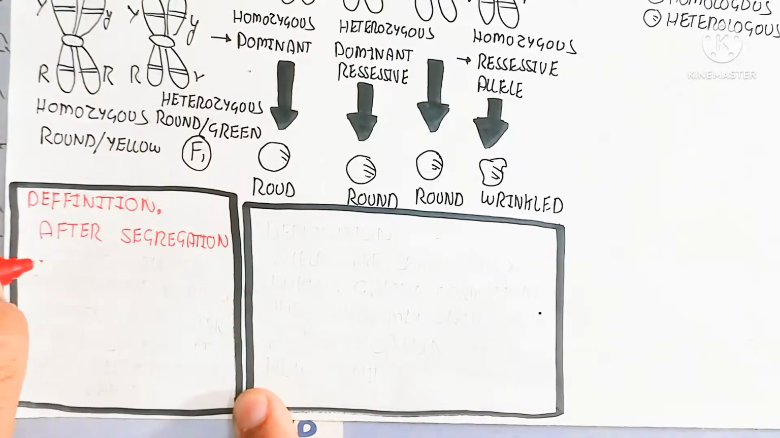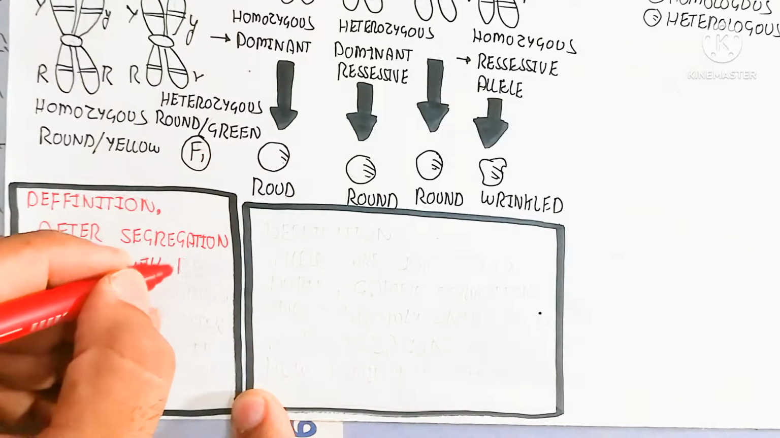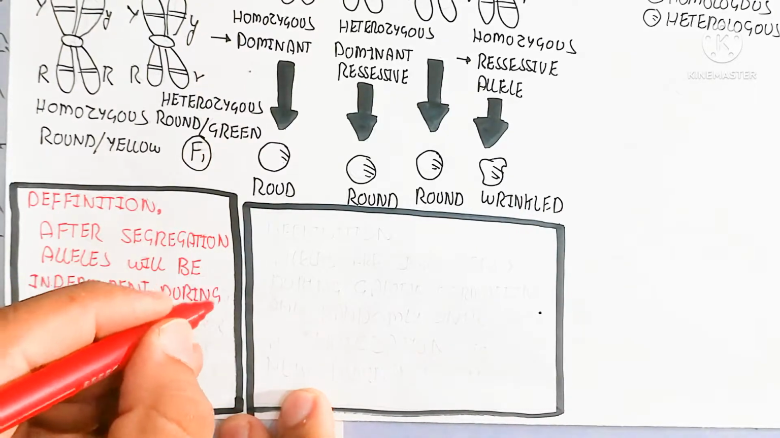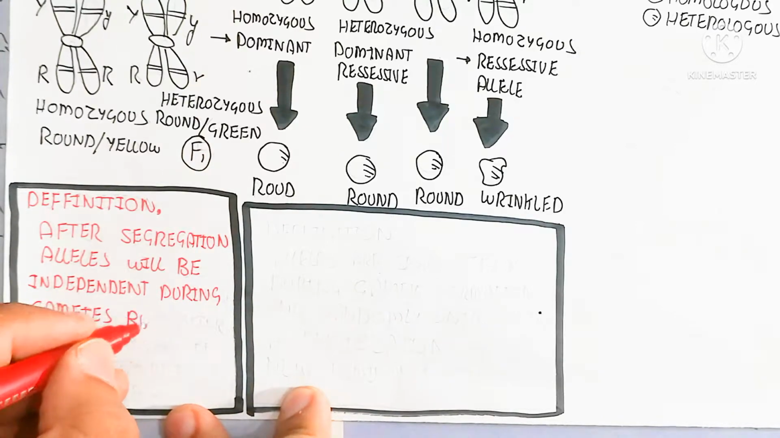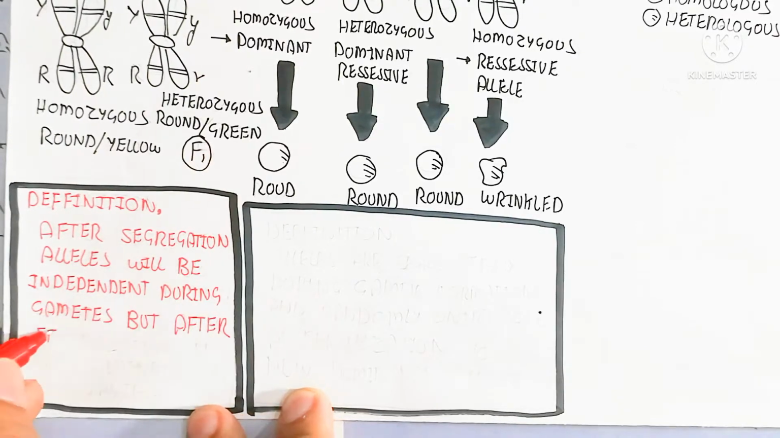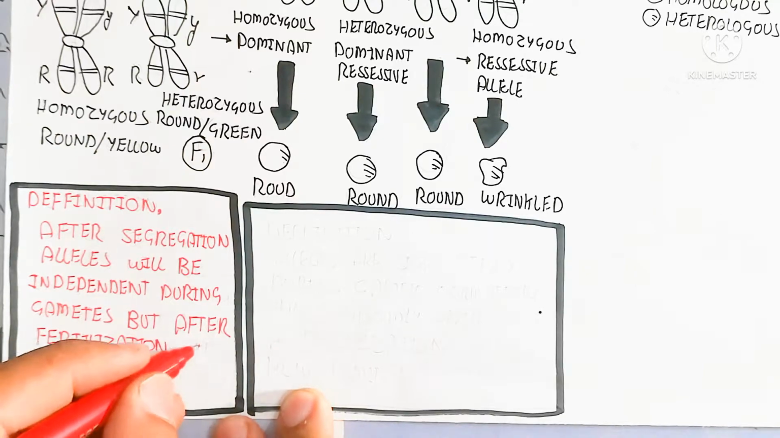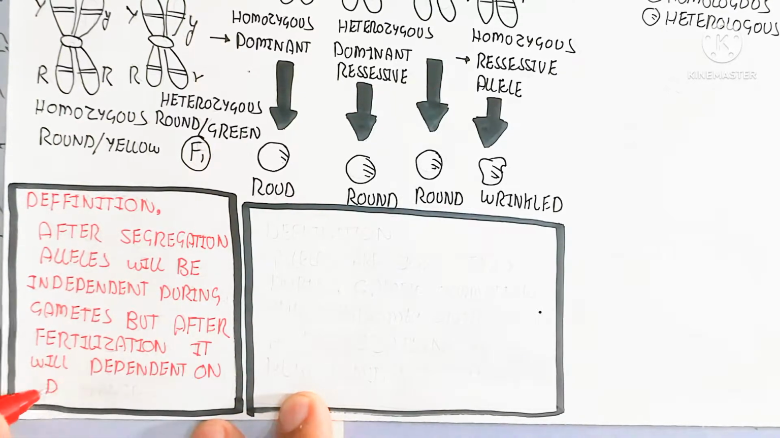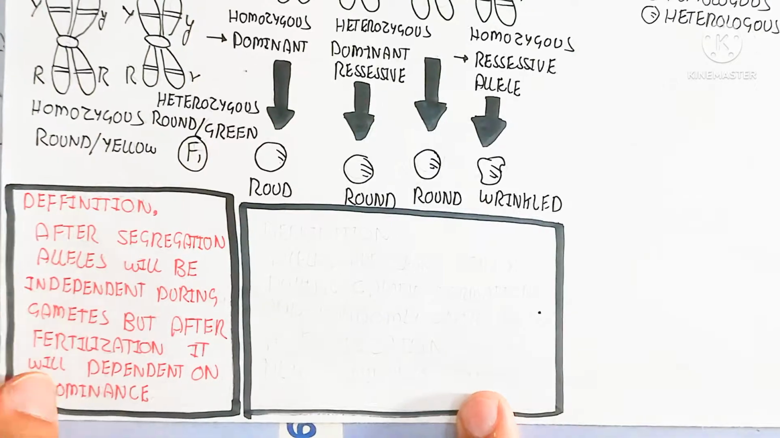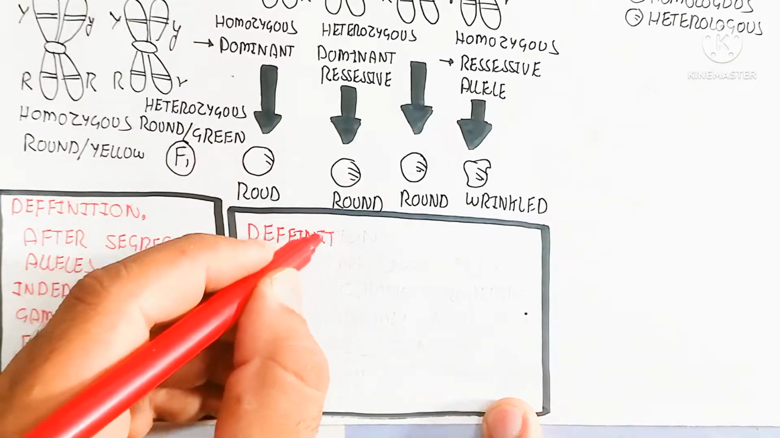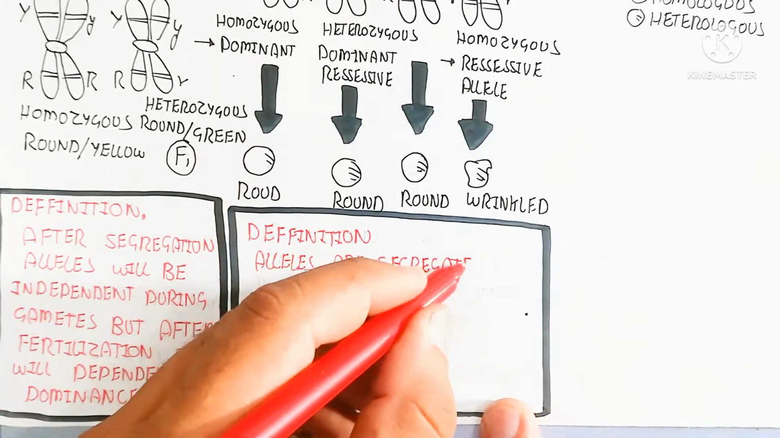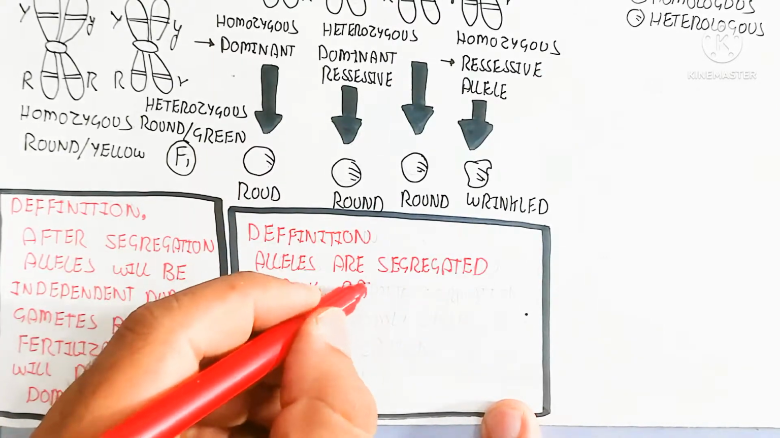So the law of independent assortment is that after segregation, the alleles will be independent during gamete formation, but after fertilization it will depend on dominance. For example, the capital R is round and the small r is wrinkled, and when combined together, the capital R, which is round, will be dominant over wrinkled.